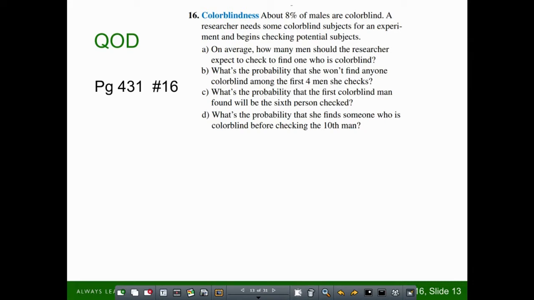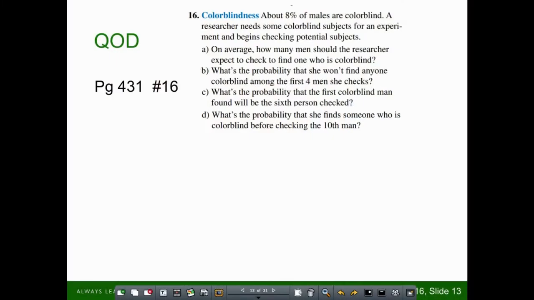So as we are looking at this question, it says about 8% of males are colorblind. A researcher needs some colorblind subjects for an experiment and begins checking potential subjects. Now notice there is an A, B, C, and D for this question. This is not multiple choice. You do need to do all 4. So right now, if you could go ahead and pause the video and attempt doing this on your own. After you've done the best work you think you can, then go ahead and hit play and we'll go through the answer together. All right, go ahead and hit that pause right now.